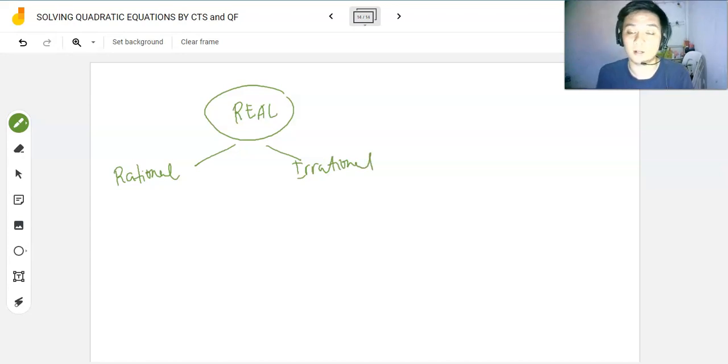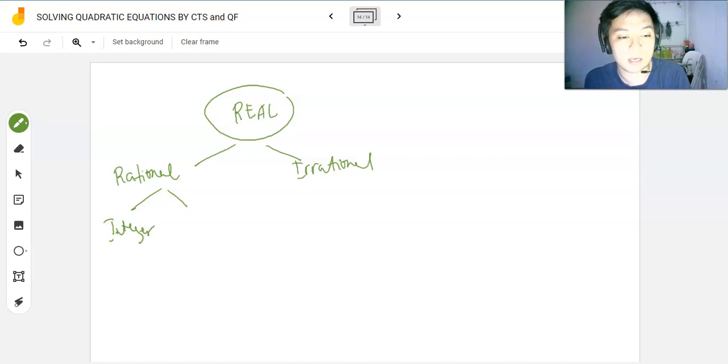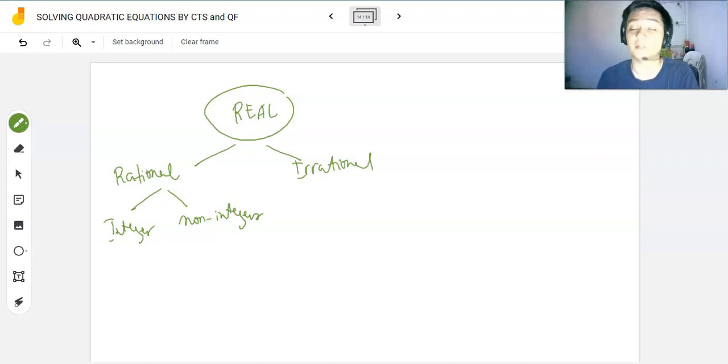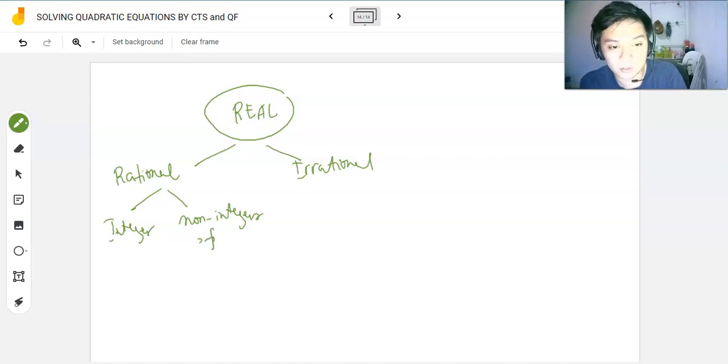Ibig sabihin, pag rational, the number can be expressed as ratio or quotient of two integers. Okay? So, dahil quotient of two integers yun, ibig sabihin, the result can be an integer o kaya non-integer. Kasi in division of two integers, the answer is not always another integer. Pwede siyang fraction. So, ano ang mga non-integer?